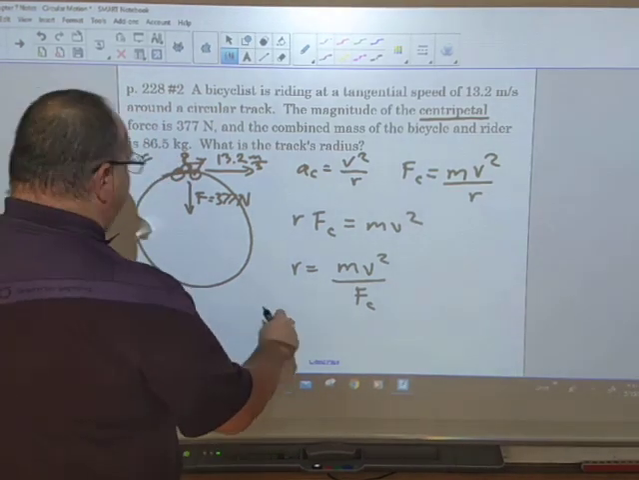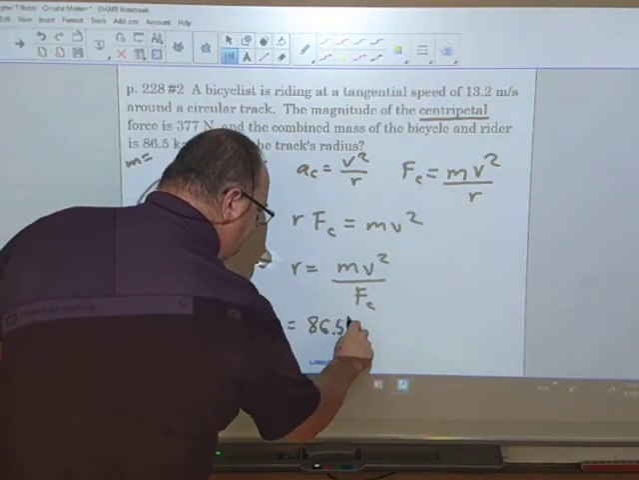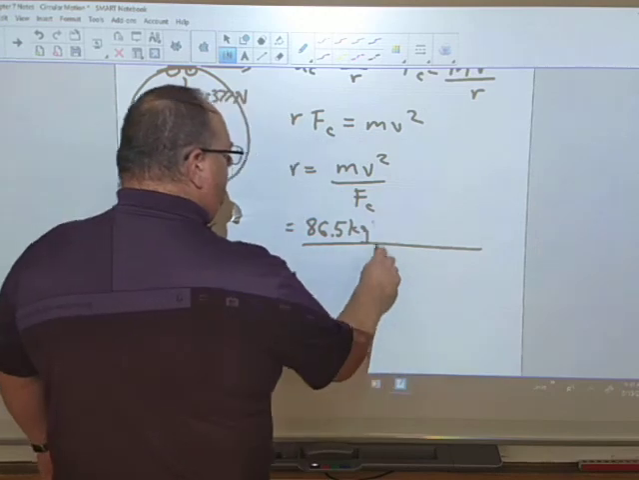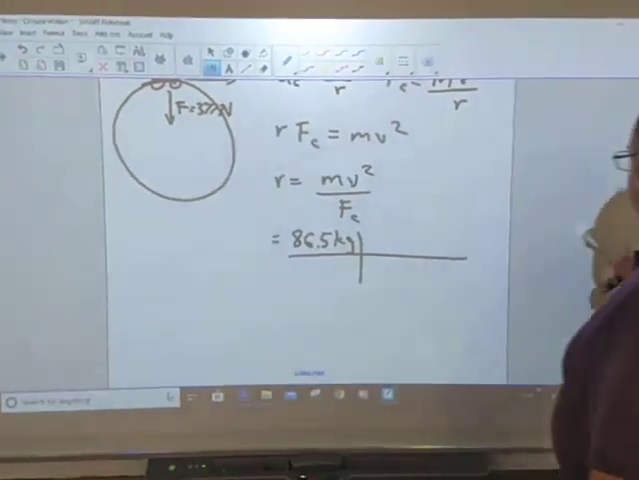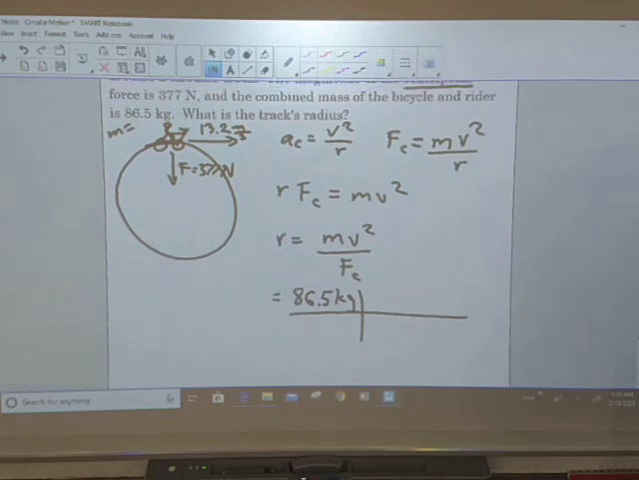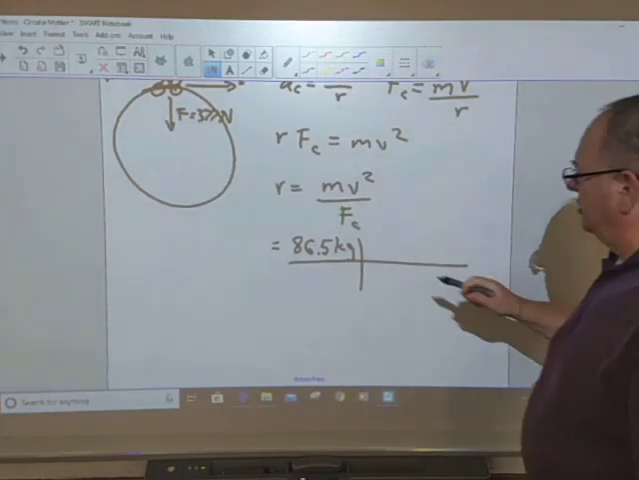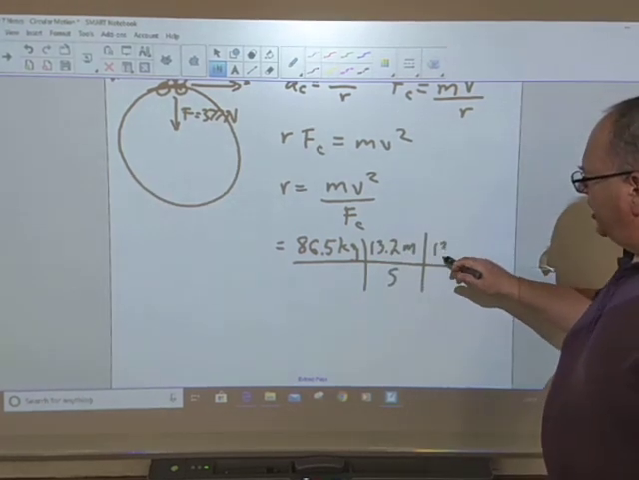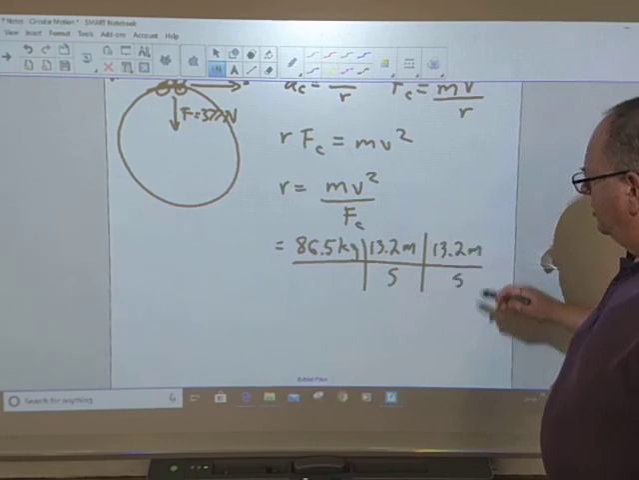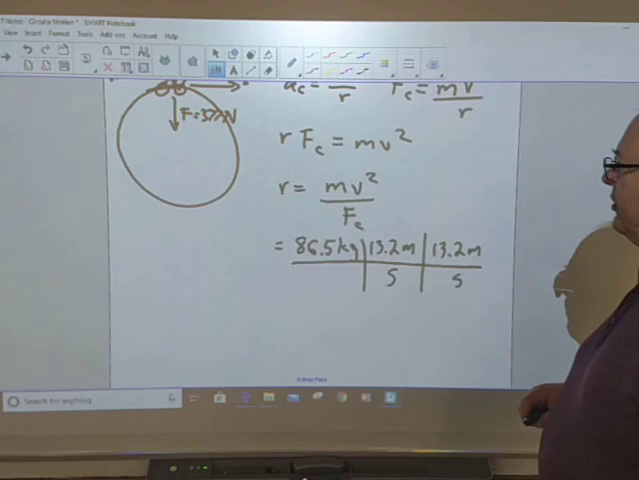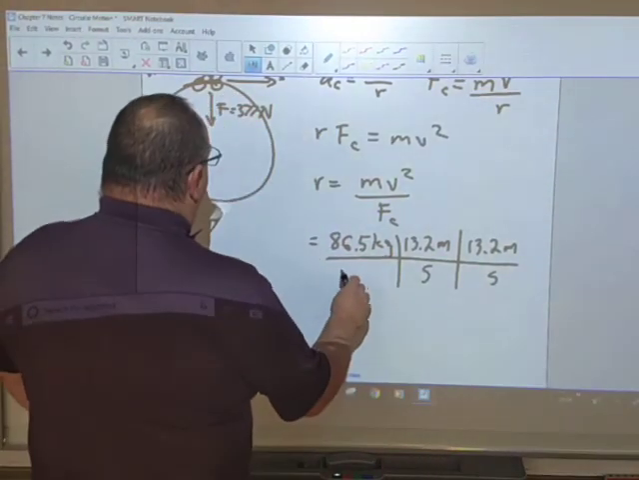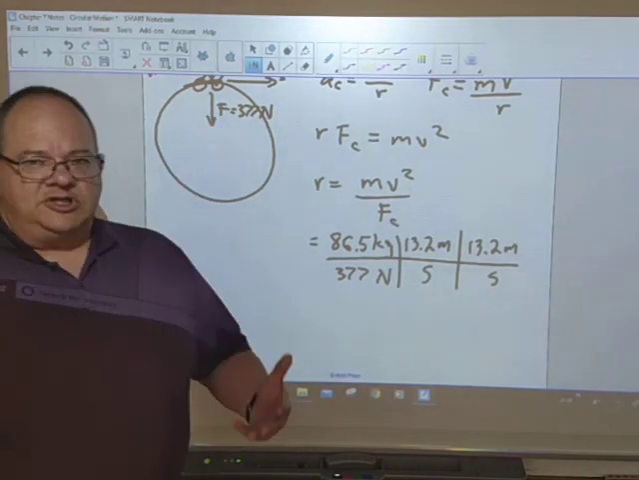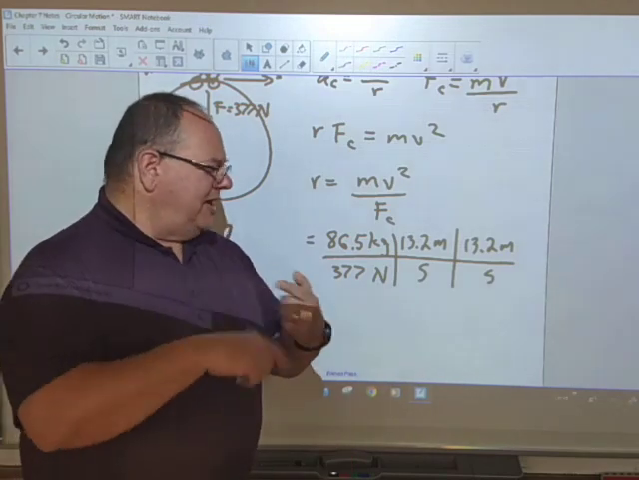M, 86.5 kilograms. The velocity is 13.2 meters per second, squared, so I'm going to put it in here twice. And we've got to divide by the centripetal force, 377 newtons. Now, remember the definition of a newton? I hope so. It's a kilogram times a meter per second squared.